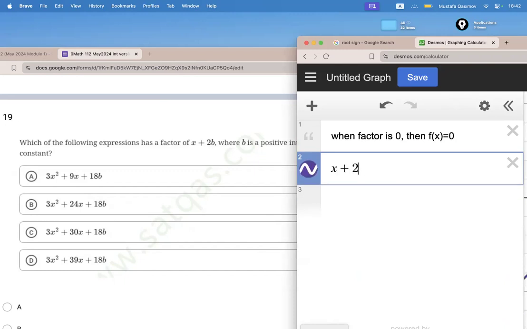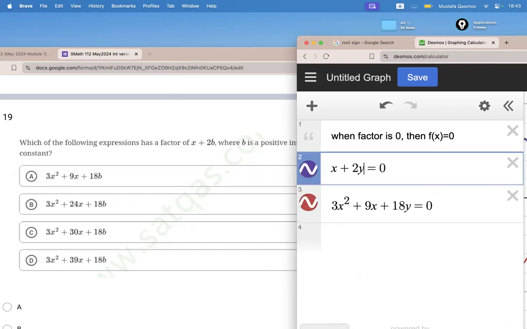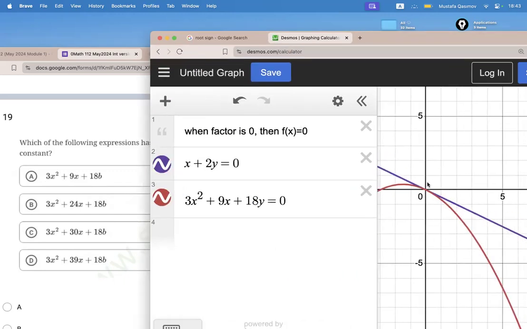And the function is this one, 3x squared plus 9x plus 18b is equal to 0. b is y. Then you have to look at this intersection point. The intersection point is equal to 0. So if it is 0, we know that 0 is not positive, so it is not correct.